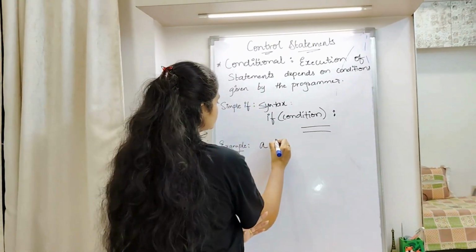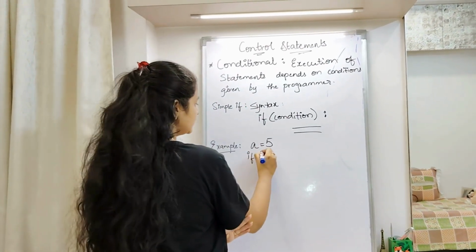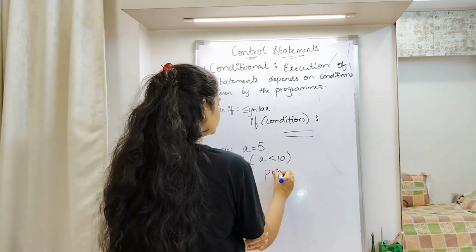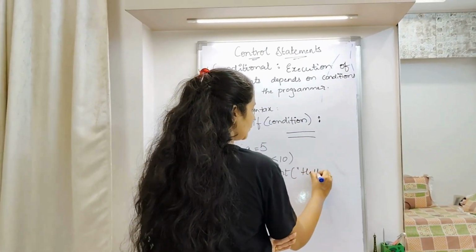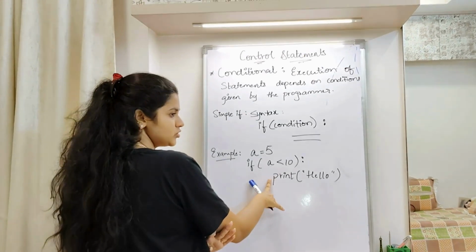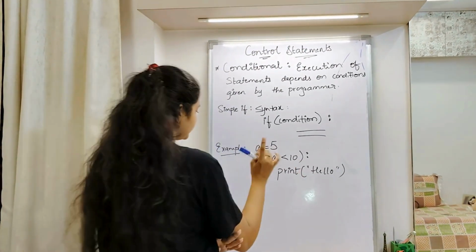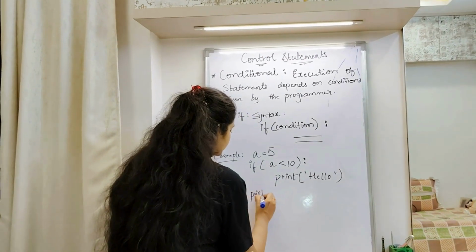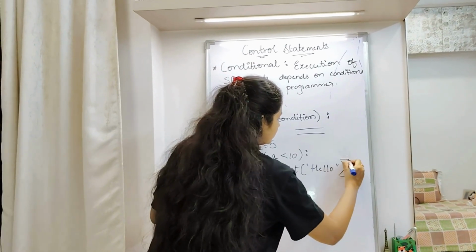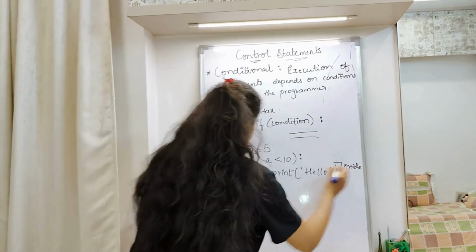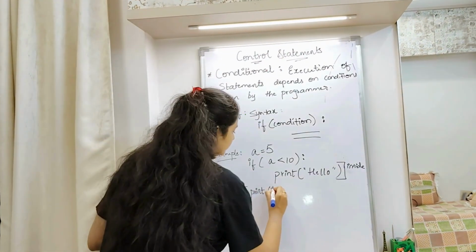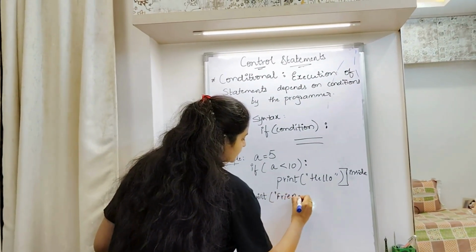That's it. So here let's take an example. If a equals 5, I'm giving a condition: if a is smaller than 10, you have to print hello. Here the colon is very important and indentation is also important, or you will get an indentation error in Python. And I am writing outside the block. So these are the inside statements, this is the inside statement, and this is the outside statement. You have to keep that in your mind. Print hello, friends.